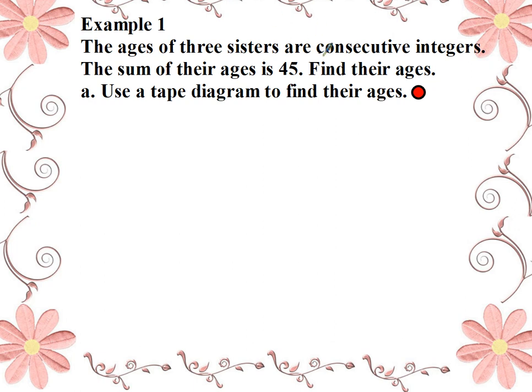First thing we have to look at, if things are consecutive, what do consecutive integers mean? Well, what they really mean is that we're just going in order. So if 1 is 1, the next one might be 2, and the third one might be 3. And then together, they're going to add up to 45. Well, we know 1 plus 2 plus 3 doesn't equal 45. But we know that consecutive means it's going in order. Okay, and it wants a tape diagram.